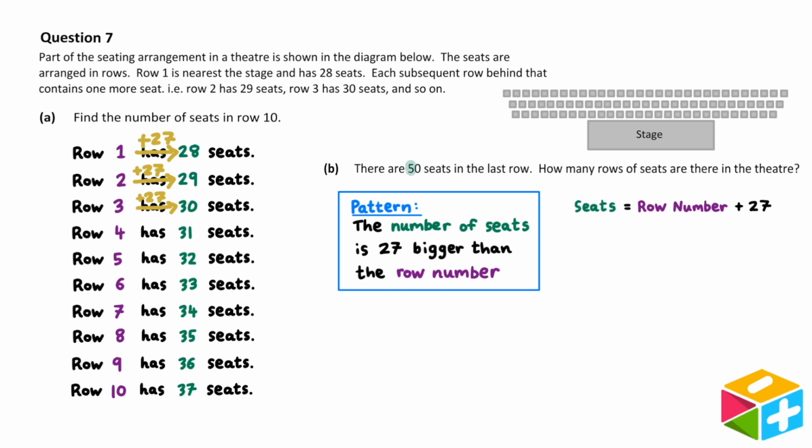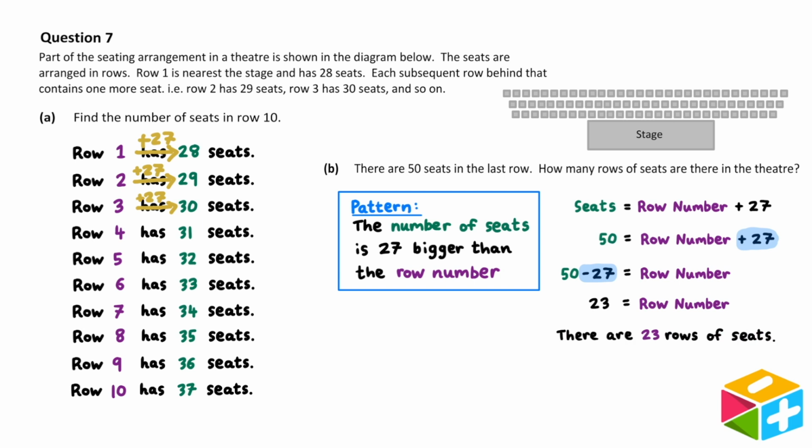We are told that there's 50 seats in the last row, so we want to find the row number which leads to 50 seats. We can do this by replacing seats by 50 in our equation. So we know that 50 is equal to row number plus 27. To find the row number, all we have to do is subtract 27 from both sides. When we perform the calculation, we find that the row number is equal to 23. So we found that the row number of the last row is 23, therefore there are 23 rows of seats in our theatre.